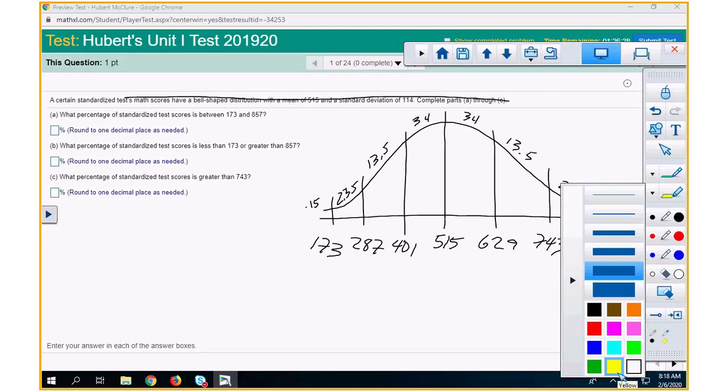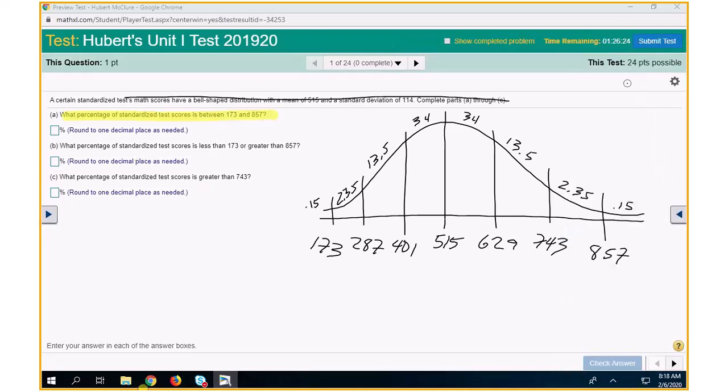And we'll do this one. What percentage of standardized test scores is between 173 and 857? Now, you can do this one of two ways. You can do it the hard way and add all those numbers up, or you can do it the easy way and remove the complements.